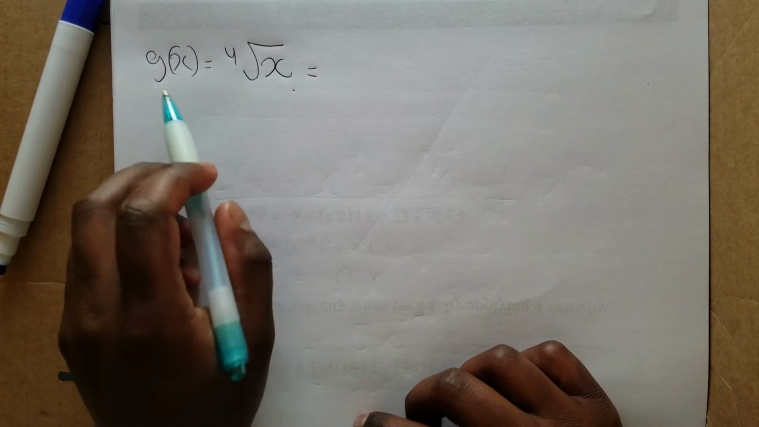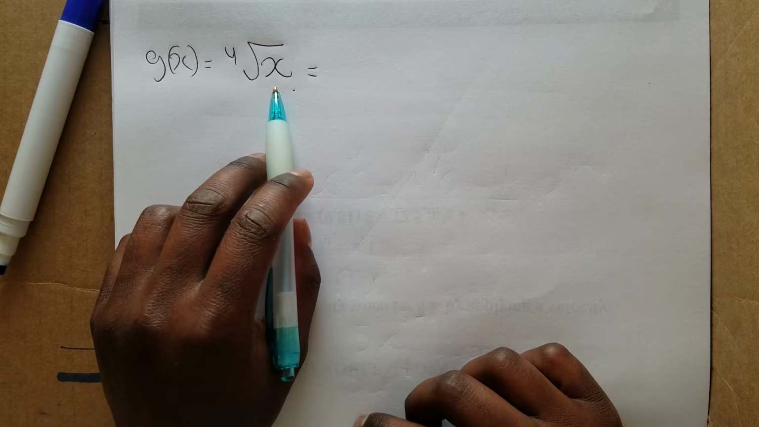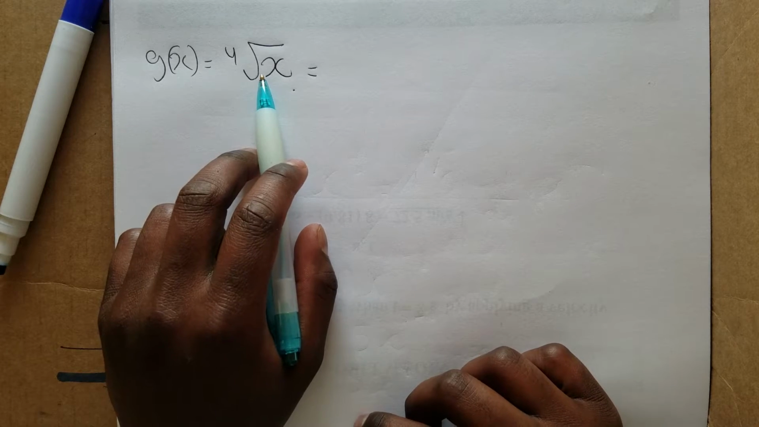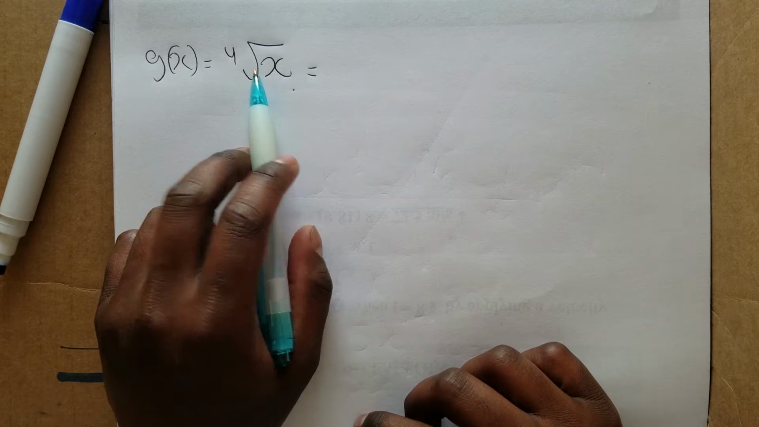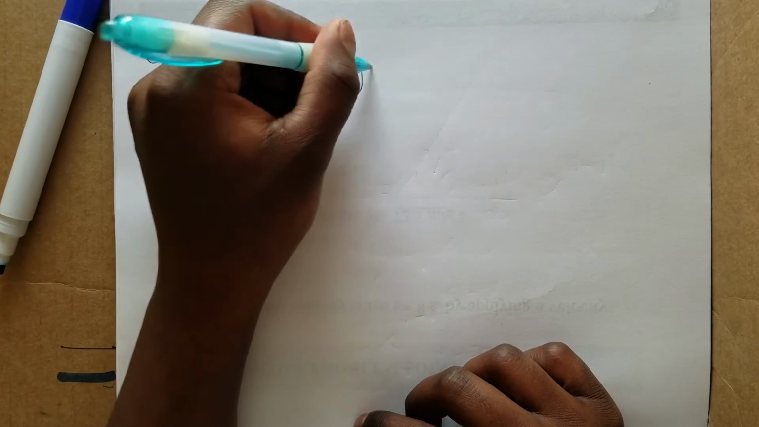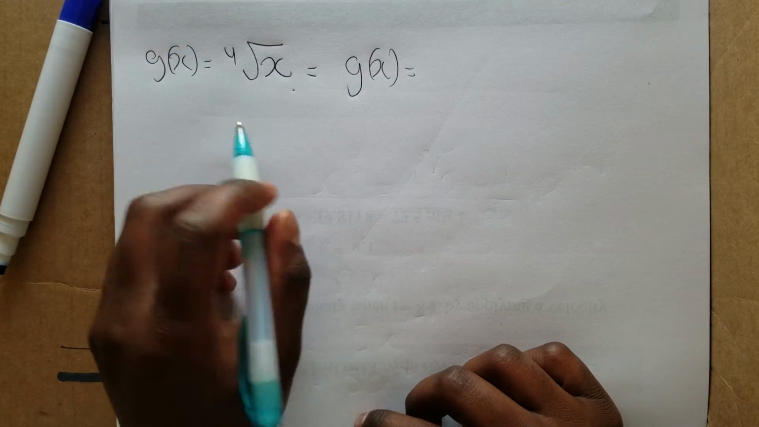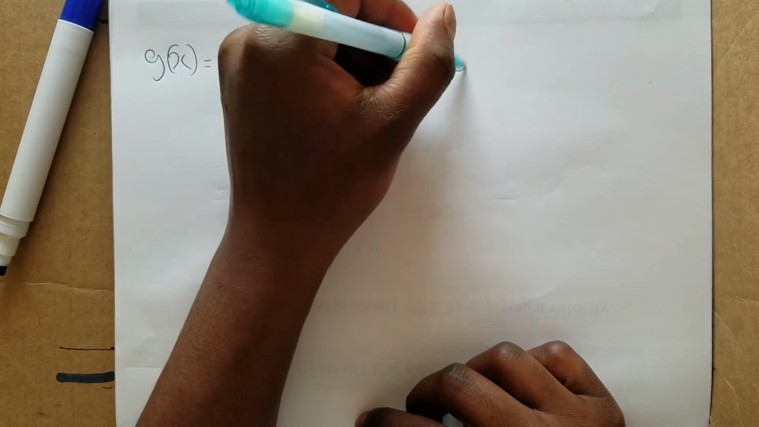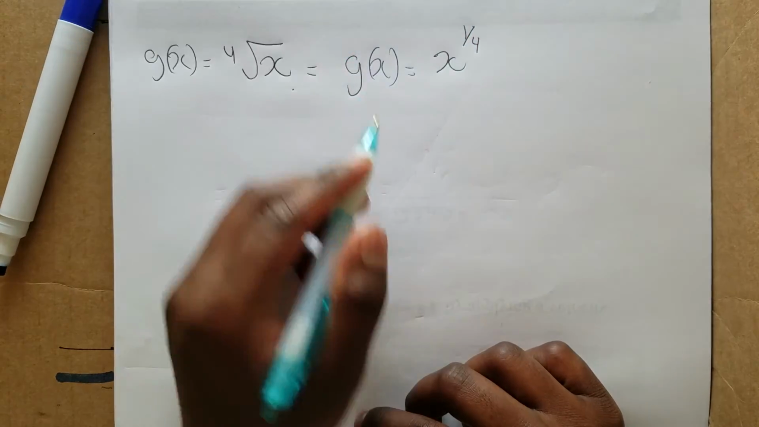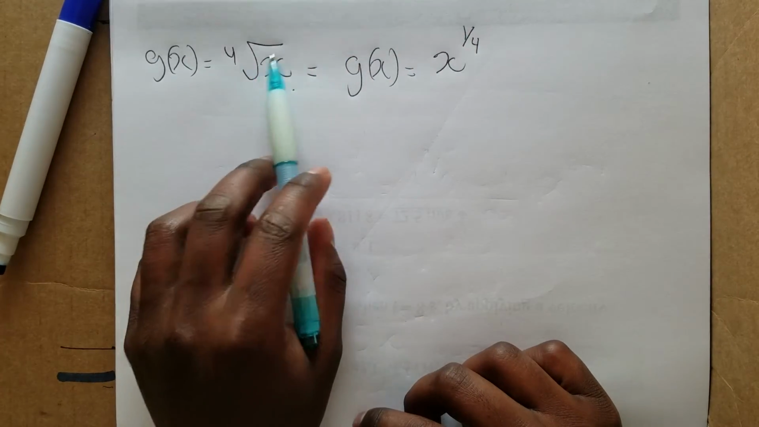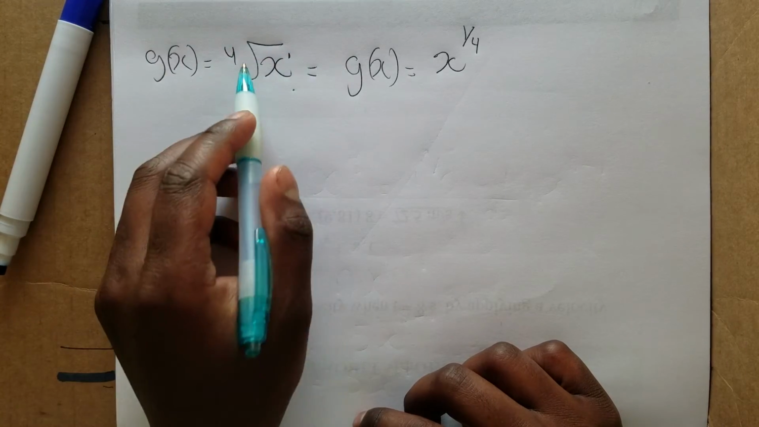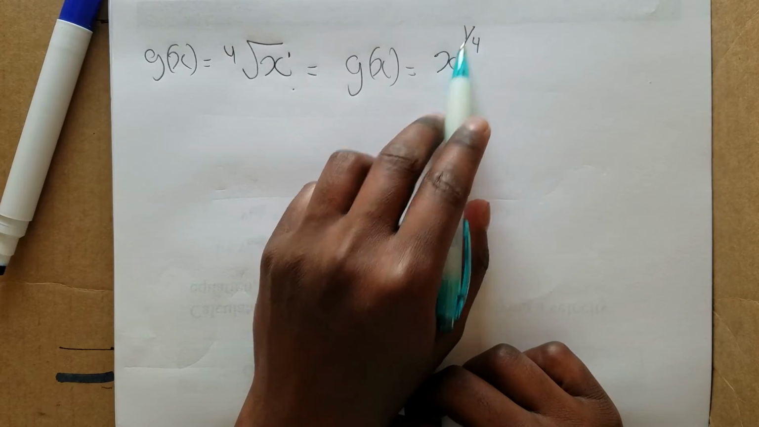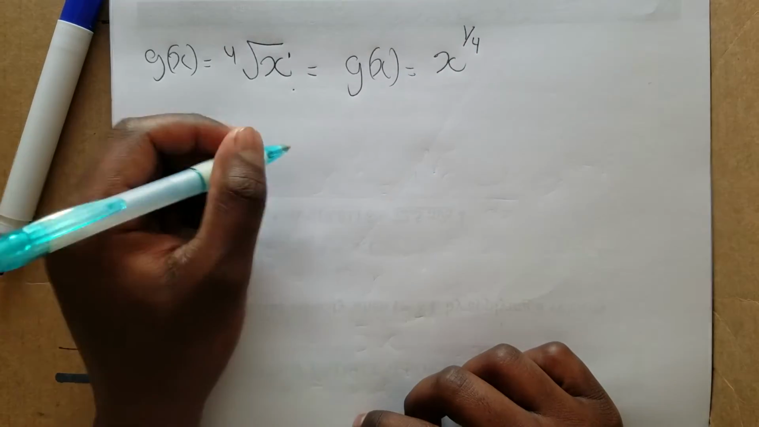So if you have the function g(x) is equal to the 4th root of x, this function can be written in power form. To write it in power form, you rewrite g(x) as x to the 1/4, because the 4 comes outside and the 1 comes here. So now it's in the form where you have x and a power, and the same concept applies.